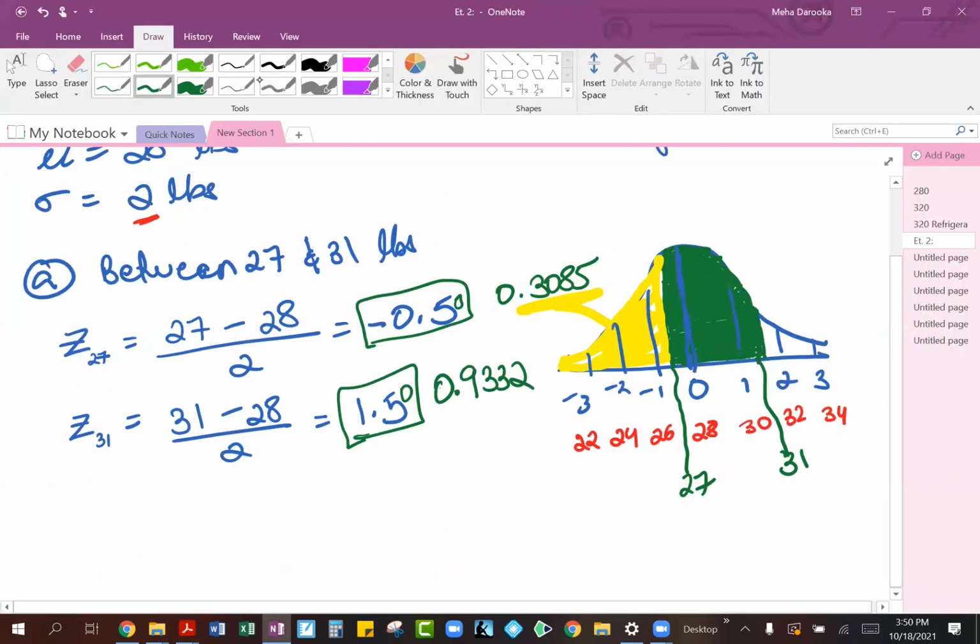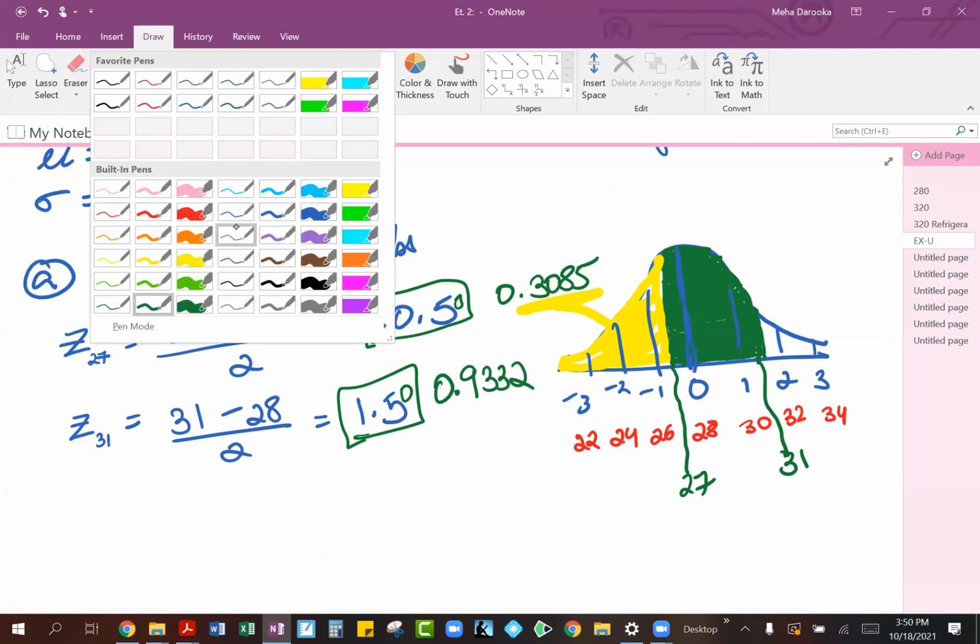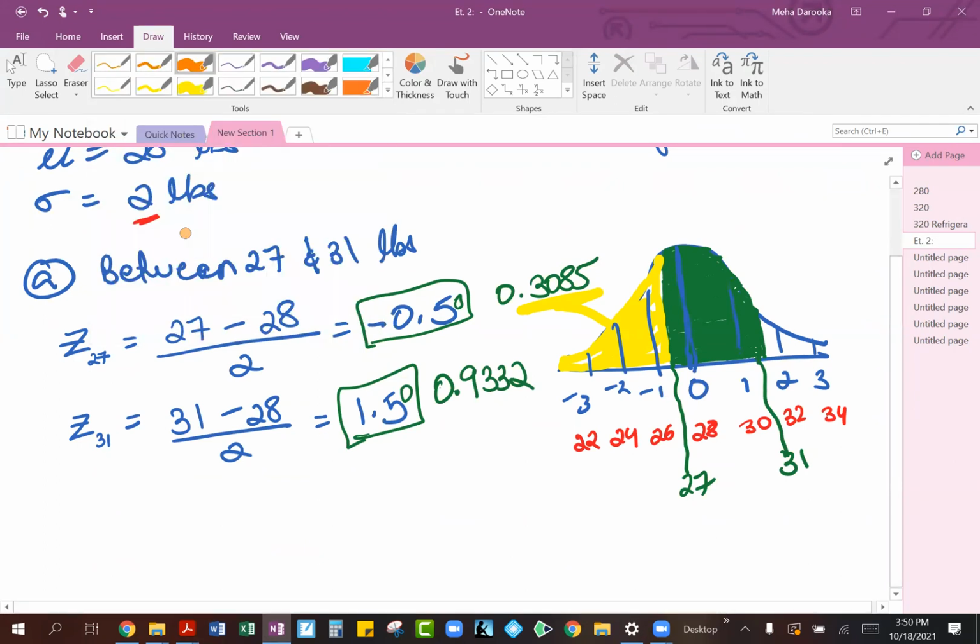0.9332. So remember this area here, and I guess we'll use this color, is actually going from where 31 starts all the way till the tail. So it's this area that you are looking at as the 0.9332. So remember, we're interested in that green area, right? We don't want the yellow. We definitely don't want all of this orange, which would be everything yellow and green put together.